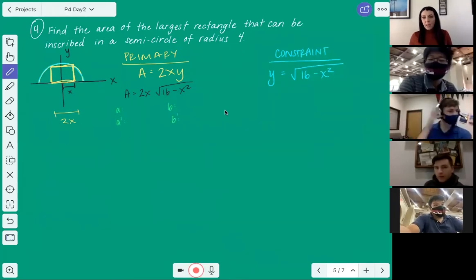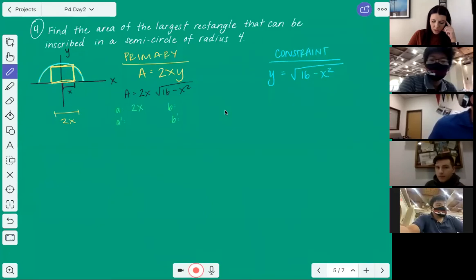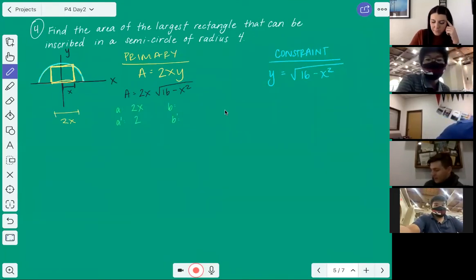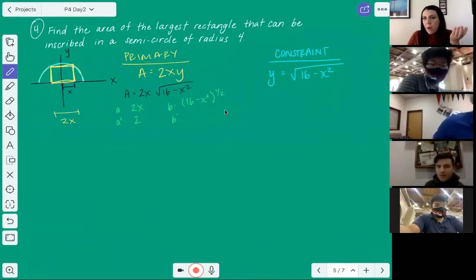What was your A, Evan? 2x. Okay. What's your B? Oh, sorry. That's A prime. Okay, 2. Good. That's fine. And then what's your B? Square root of 16 minus x squared. And that's exactly right. I'm going to write that as a power function just to make our lives a little bit easier. So 16 minus x squared to the 1/2.